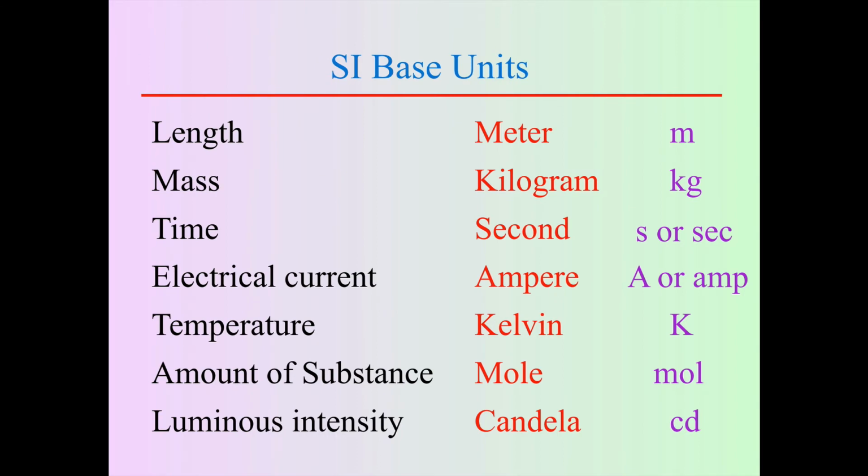You have a measurement of length in meter, mass in kilogram, time in second, electrical current in amp. Temperature, we use the Kelvin scale. Amount of substance is defined as a mole. Now, luminosity we don't use in this course. It's measured in the candela. But we use all the others.